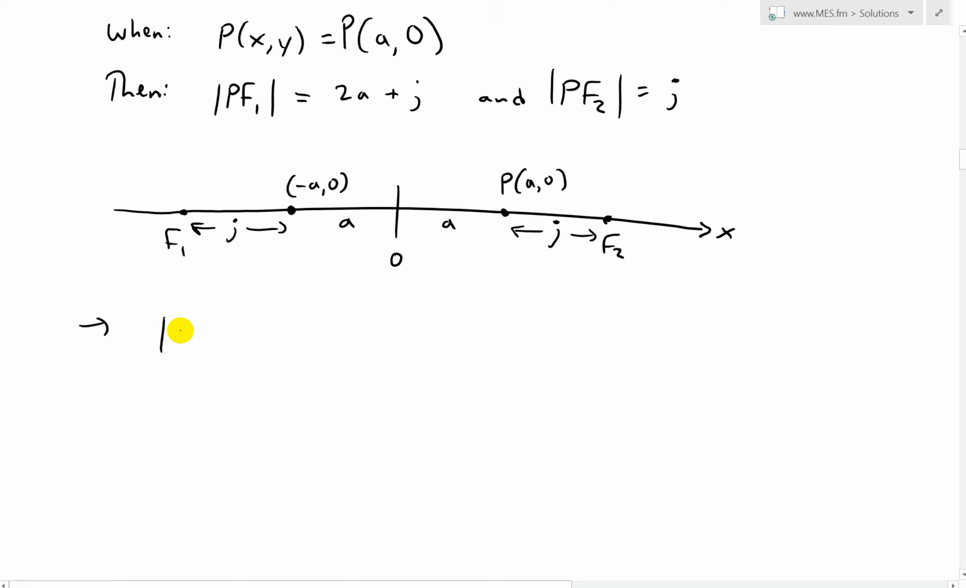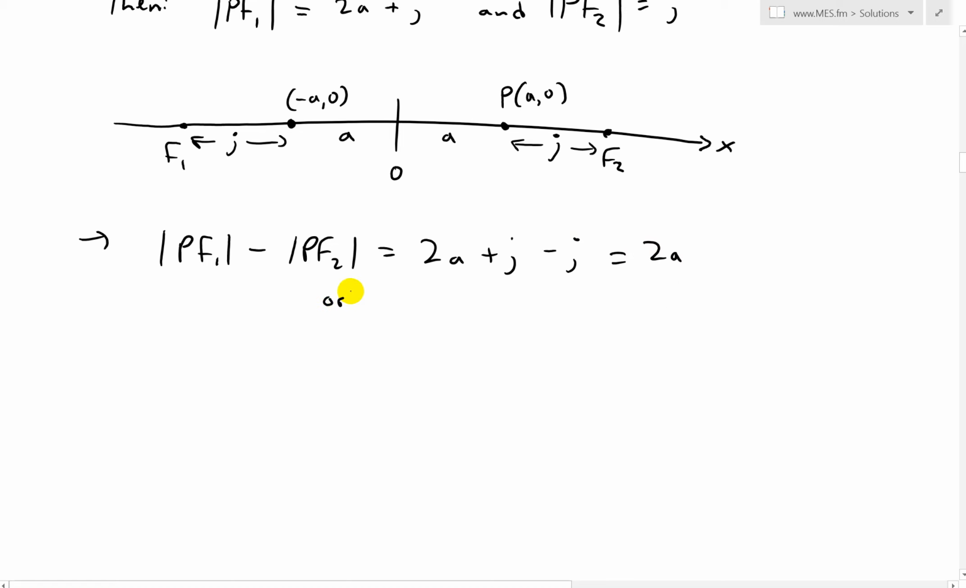So then what we end up having is the absolute value of the difference, PF1 minus PF2, is equal to 2A plus J minus the J. So the J cancels. This equals 2A. Or we could switch it the other way around, and we have PF2 minus PF1. In this case PF2 is J minus 2A plus J, like that. So we get negative 2A.